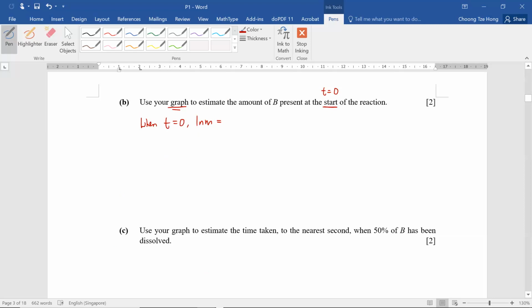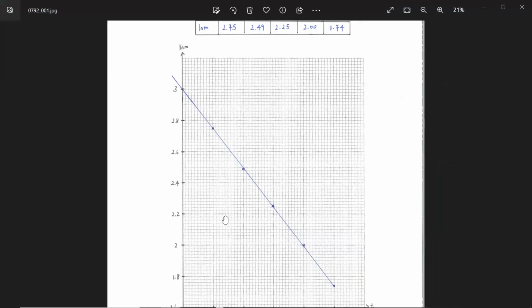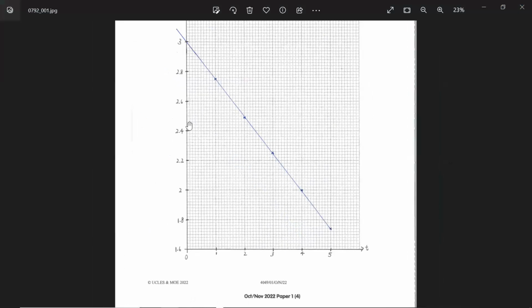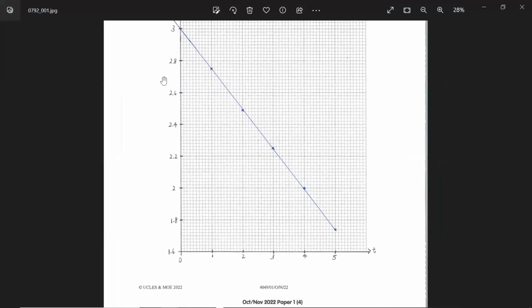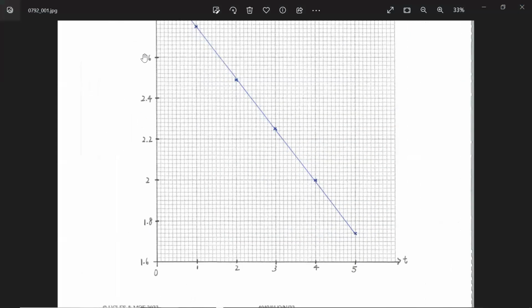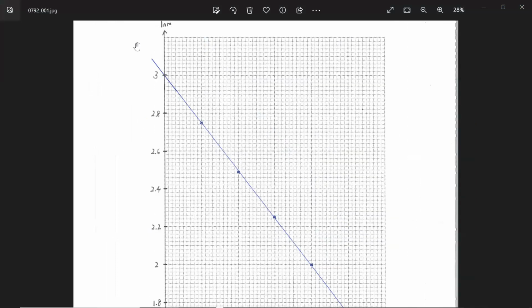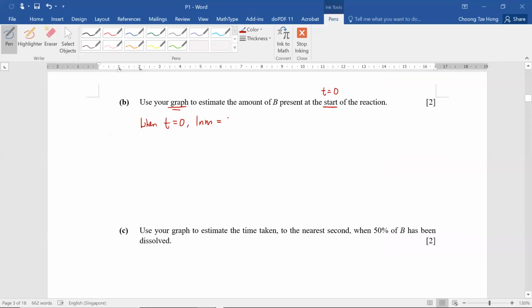Okay, so you can see when the time is 0, it will go up. The ln m is 3. That's why it's important to draw our line through the vertical axis. All right. So when time is 0, ln m will be 3. Okay, ln m is equals to 3.